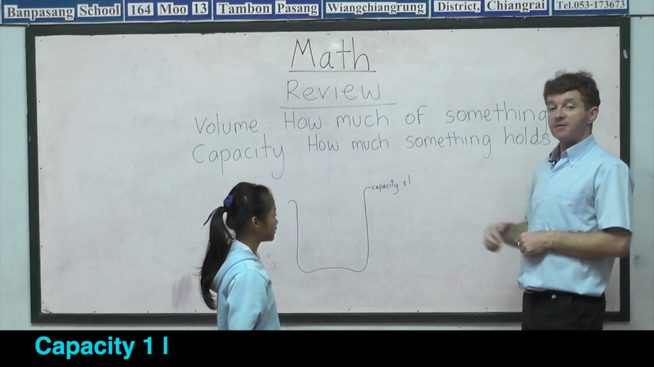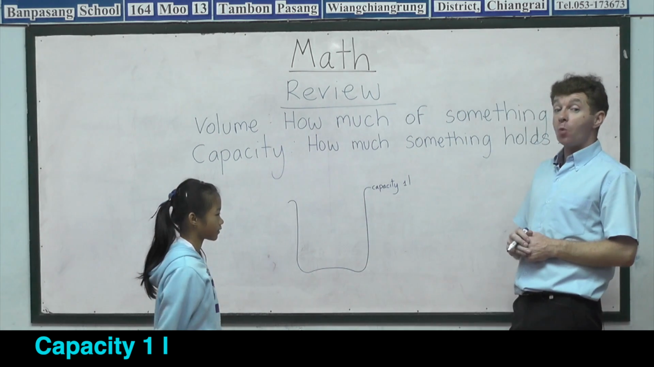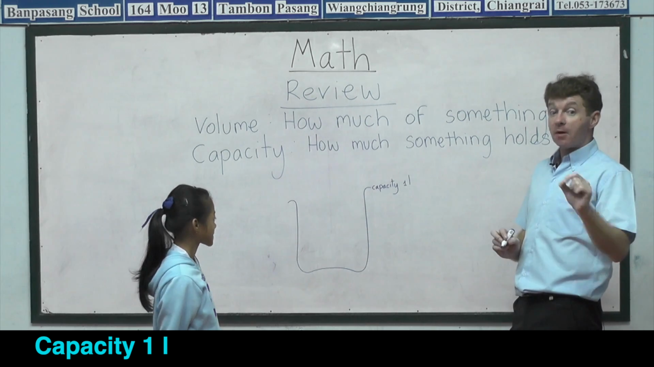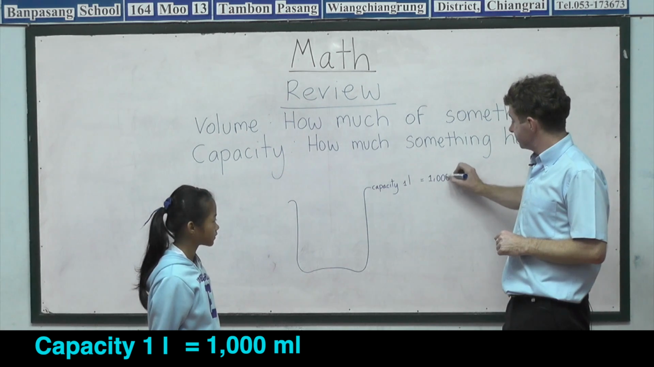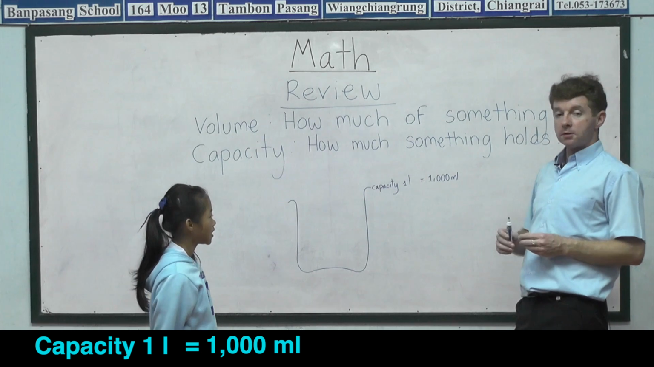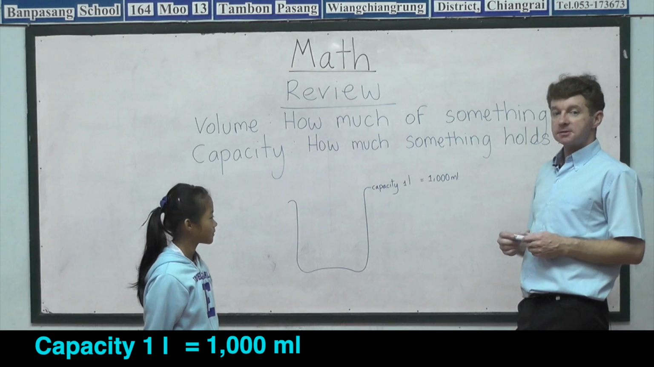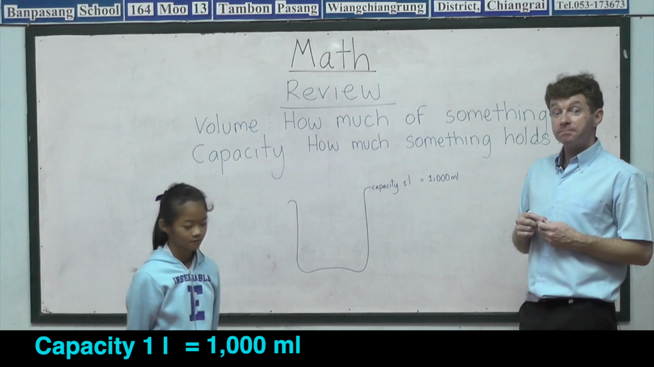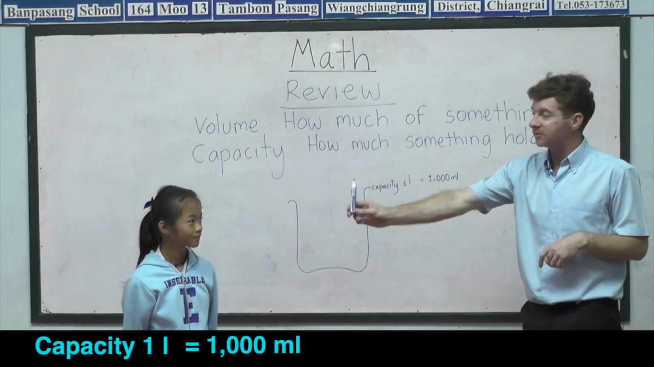1 litre. Now, how many milliliters in 1 litre? 1,000 milliliters in 1 litre. 1 litre equals 1,000 milliliters. So next, I would like you to draw a volume of half, 500 milliliters.